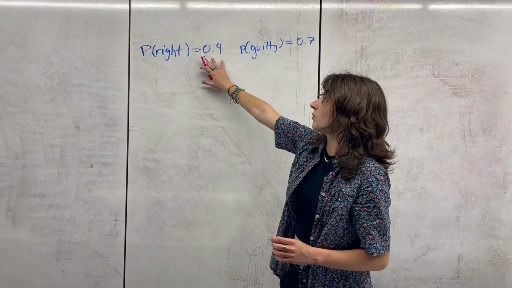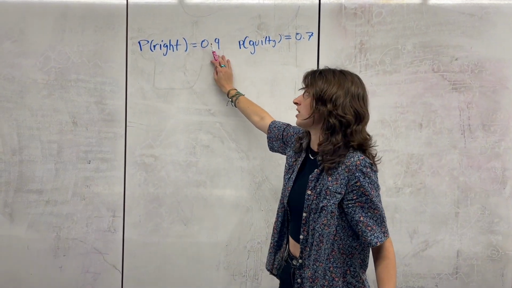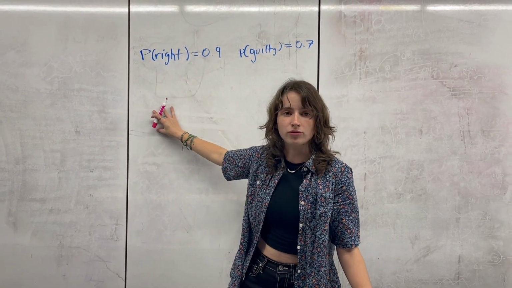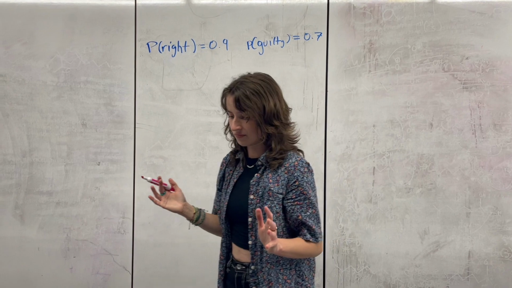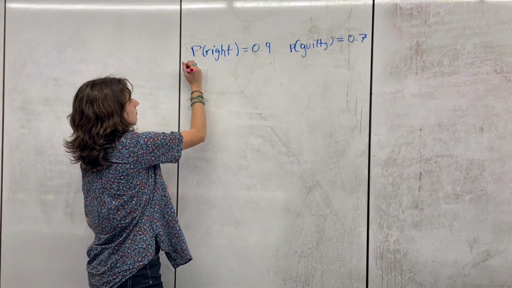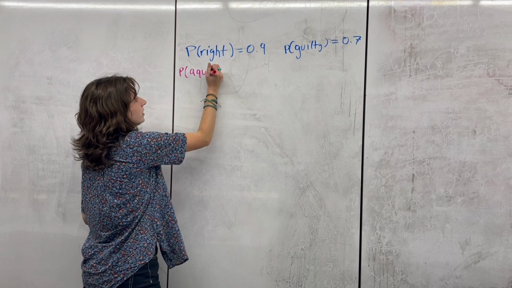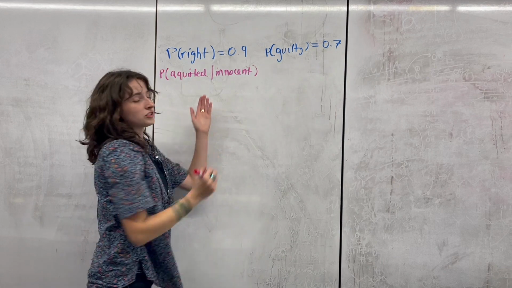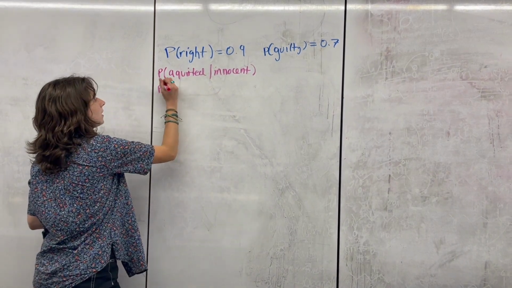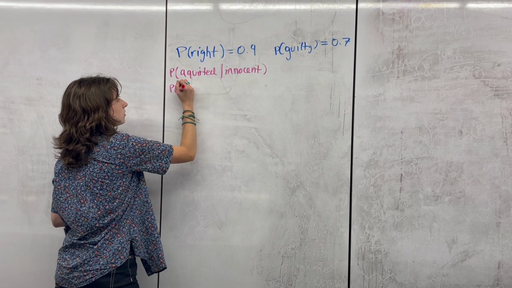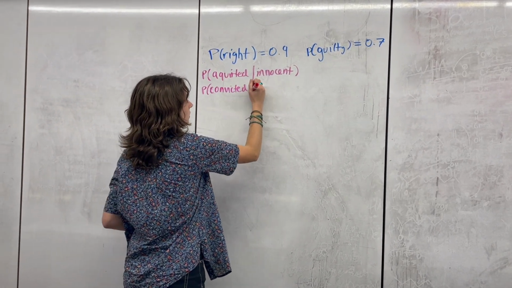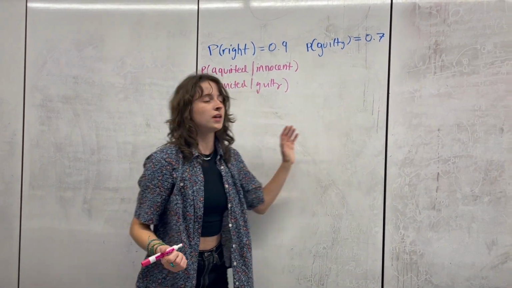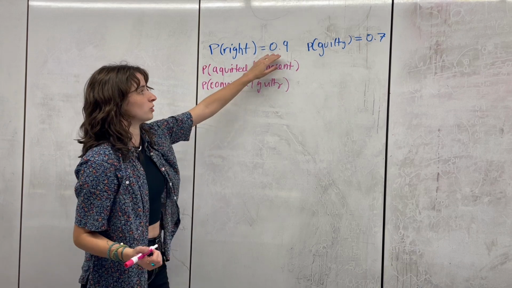So here we have the probability that the jury was right is 0.9. And so this is actually one probability that encapsulates two different situations. If a jury was right, that means they acquitted an innocent defendant, right? That's the correct decision. Or they convicted a guilty defendant. That would also be a correct decision. So we know that both of these things have a probability of 0.9.